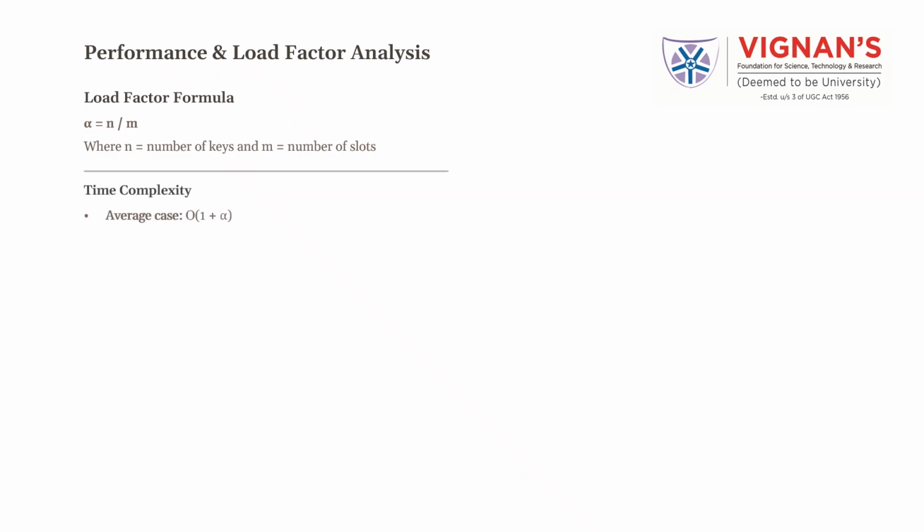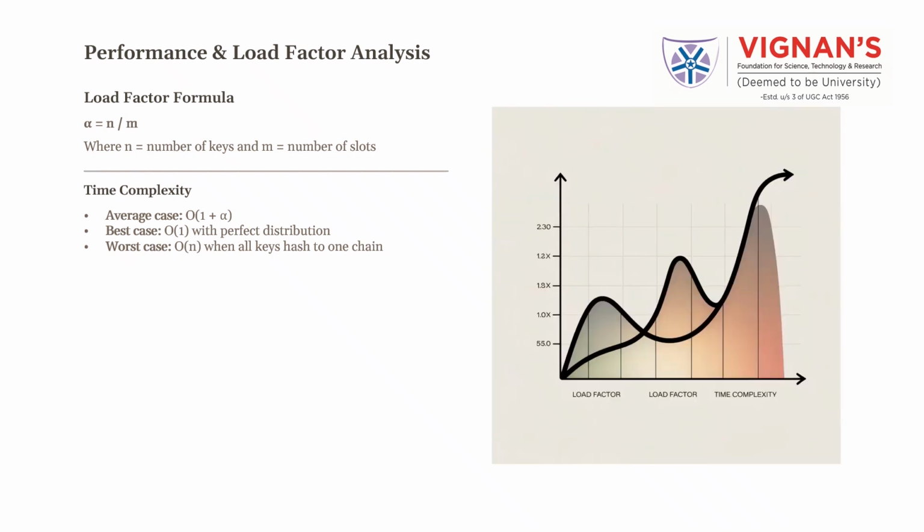In the average case, the time complexity is O(1 + alpha), where alpha represents the load factor. In the best case, when keys are perfectly distributed, the time complexity is simply O(1). However, in the worst case, if all keys hash to the same index, a single long chain is formed, and the time complexity becomes O(n). The graph on this slide shows how increasing load factor leads to increased time complexity. Therefore, using a good hash function and dynamic resizing helps maintain efficient performance.